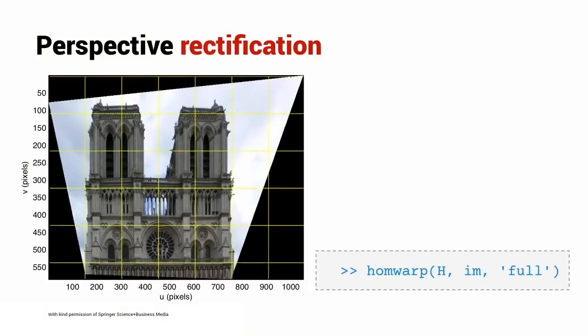And this is what the second image looks like. We see that the cathedral has been straightened up. We can see that the vertical edges of the cathedral are in fact vertical lines in the image.